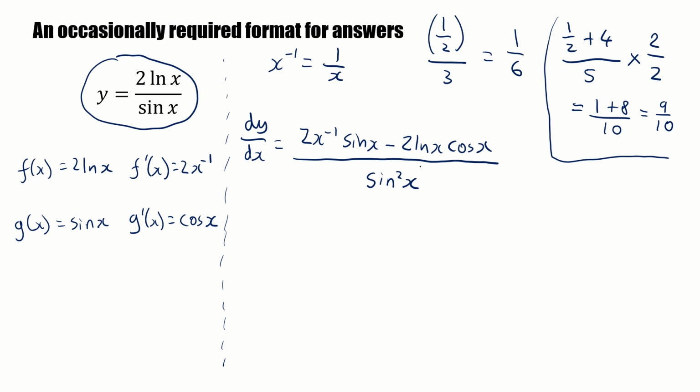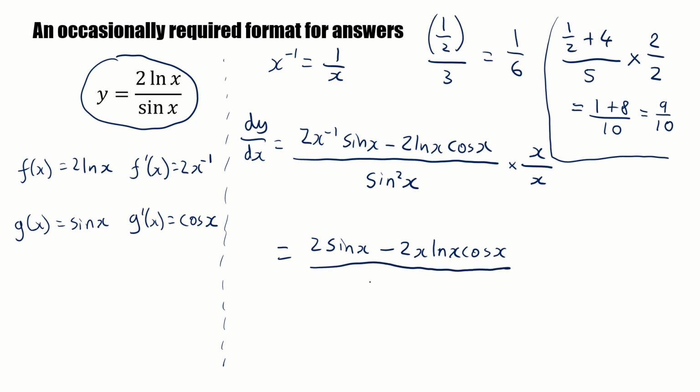We therefore want to multiply by x to eliminate that, but the only way we're allowed to do that is if we multiply by x over x. So therefore, the 2x to the power minus 1 will just become a 2, so we've got 2 sine x, and then we'll end up with minus 2x ln x cos of x. That's the top fully multiplied. And then on the bottom, we are going to have to multiply that by x as well to end up with x sine squared x. And there you go. Now, although it doesn't look very nice still, at least there aren't fractions within fractions.